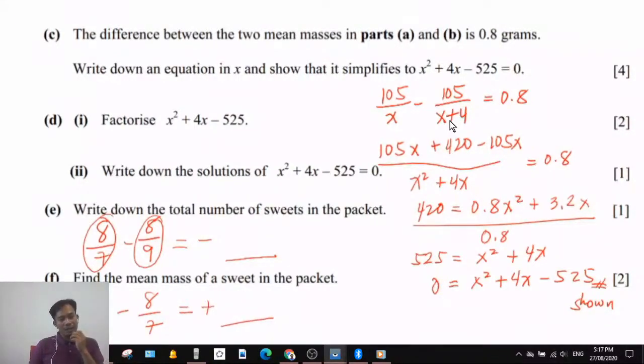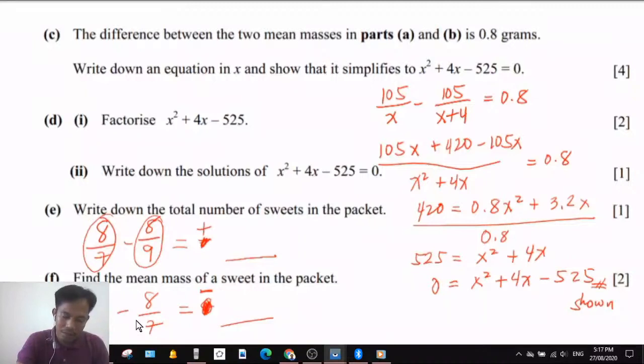That's 8 over 9, or the other way around, sorry. This should be negative. Yeah, this should be negative. This should be positive. 8 over 7 is bigger than 8 over 9. Okay. Getting confused?